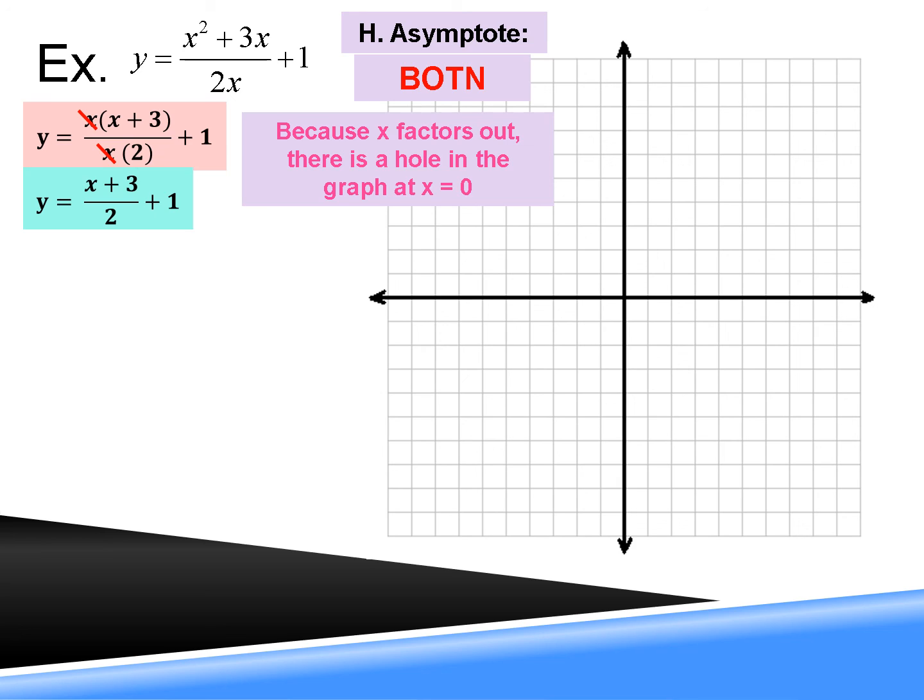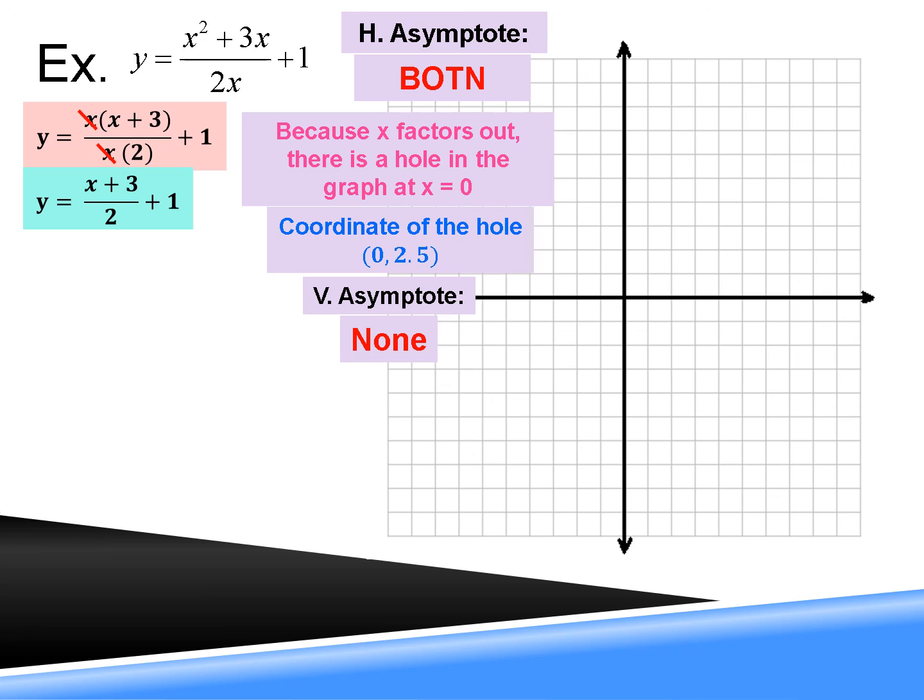So because x factors out, there is a hole in the graph at x equals 0. So we need to plug 0 in to figure out what the y-coordinate is. So 0 plus 3 is 3. 3 over 2 is 1.5 plus 1 is 2.5. So I know I'm going to have a hole at 0, 2.5. Now let's talk about the vertical asymptote. My simplified function does have a 2, but it doesn't have a variable. So it has a denominator, but there's not a variable in the denominator. So there is no vertical asymptote.